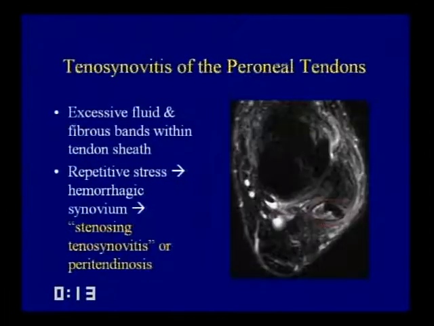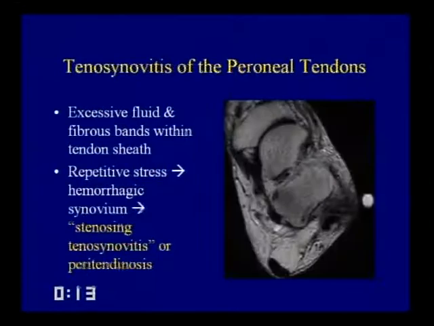So with tenosynovitis of the peroneal tendons, you'll usually see excessive fluid and fibrous bands within the tendon sheath, but repetitive stress can lead to hemorrhagic synovium and so-called stenosing tenosynovitis or peritendinosis, and sometimes the fluid will actually have some low signal intensity within it because of the hemorrhage and the synovitis. Sometimes you just may see a big glob of low signal around the tendons. This is a so-called peritendinosis or stenosing tenosynovitis.